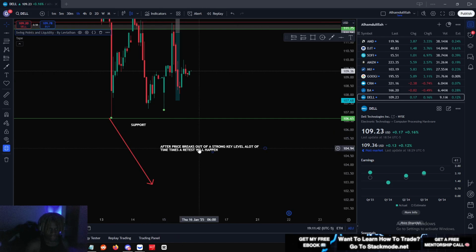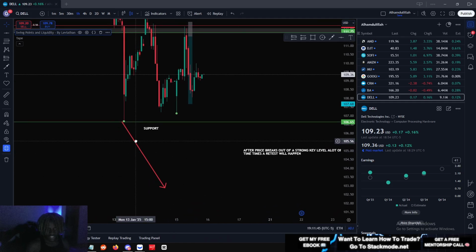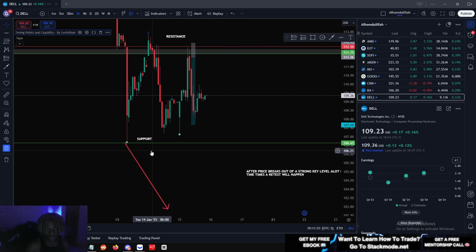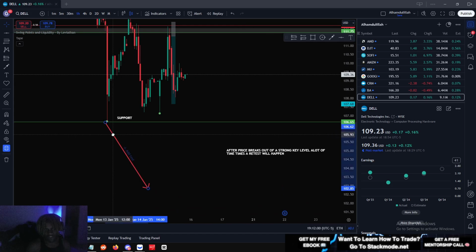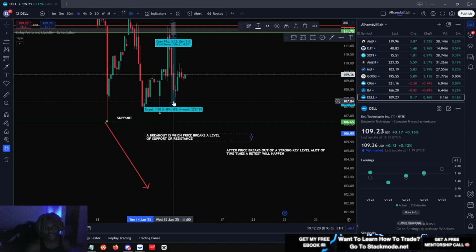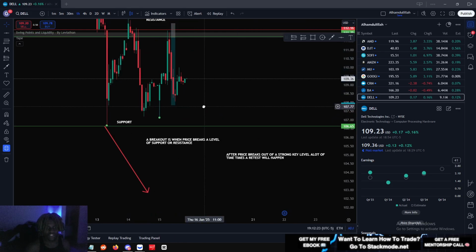Now, what is a retest? So, as we can see here, support is right here. Price decided to bounce right here on the green line. So we know that this is an area of support, but price decided to not break out here yet. If price were to break out from this area of support, a breakout is when price breaks a level of support or resistance. That's what a breakout is, and the breakout is going to be the most key piece of information on these charts. Now, let's see why.